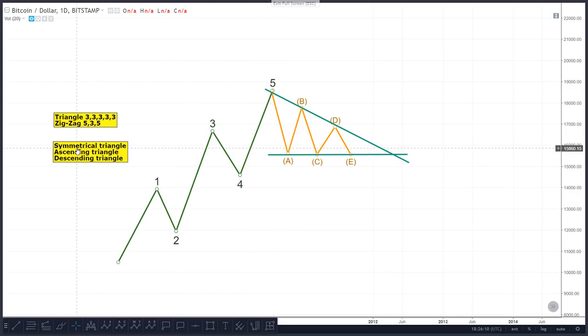with a triangle, no matter what variant of a triangle, whether it's symmetrical, ascending or descending, each leg is made of 3 waves. So we've got 5 waves here, A, B, C, D, E, and each one has a subwave count of 3 waves. So there's A, B, C down, A, B, C up, A, B, C down, A, B, C up, A, B, C down. Before you then see an impulsive leg out, that's a 5, 3, 5, 3, 5. That's the wave count we look for.